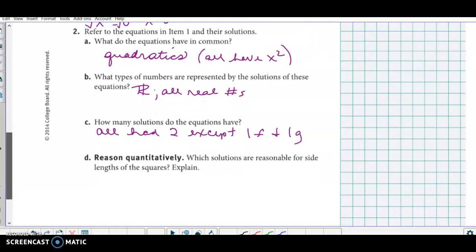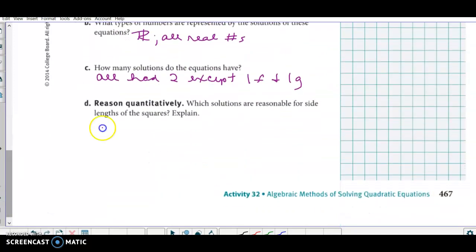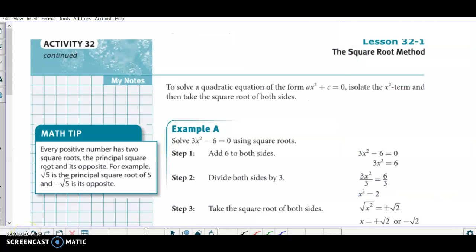So which solutions are reasonable for the side lengths of a square? Well, only the positives, only the positive numbers, because you cannot have a negative measurement. Okay, so let's keep looking at this.